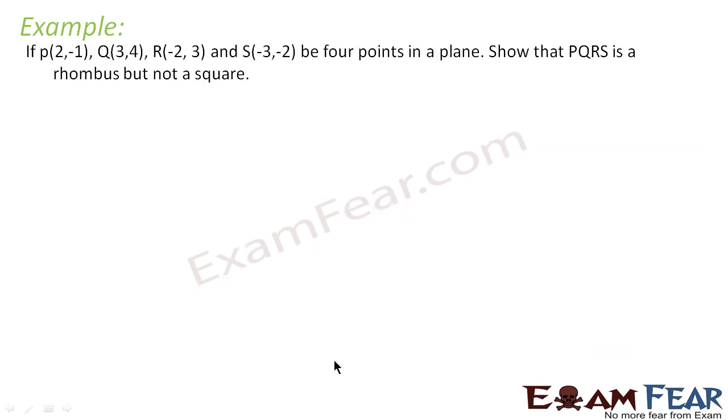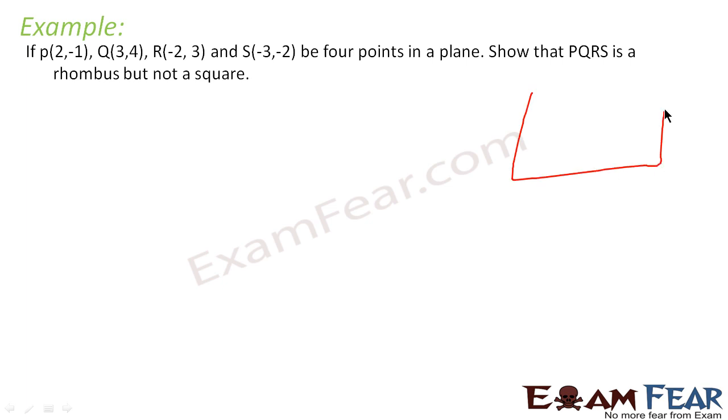Let's take one more example. The question says PQRS are four points in the plane. We have to prove that PQRS is a rhombus, not a square. If all four sides are equal, it can be either a rhombus or a square. But if all four sides are equal and the diagonals are also equal, then it is a square. If diagonals are not equal but the four sides are equal, then it is a rhombus. We have done this kind of question already, so I'll just give you the approach here.